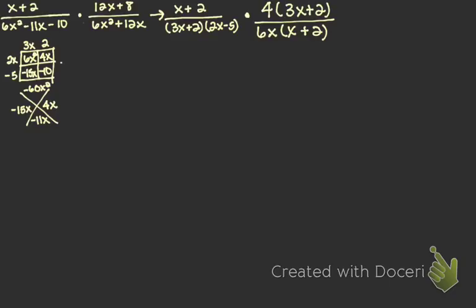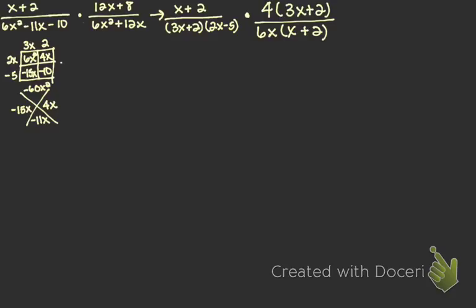This is a good point in your work to make sure that what you've rewritten is equivalent to what you started with. So x plus 2 and x plus 2 are equivalent. When I multiply the 4 by the 3x and the 2, I get back to the 12x plus 8. So you have to make sure that that 4 is written there. Otherwise, your expressions are no longer equivalent and you've changed the value of what you're working with.